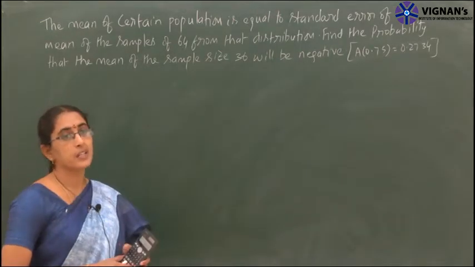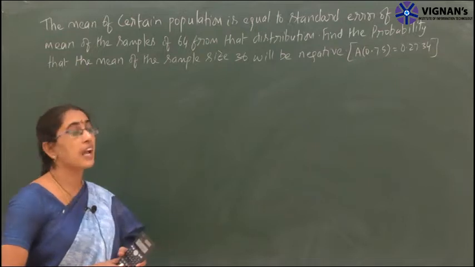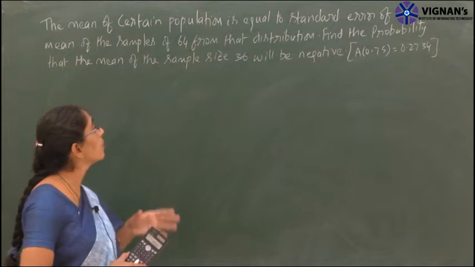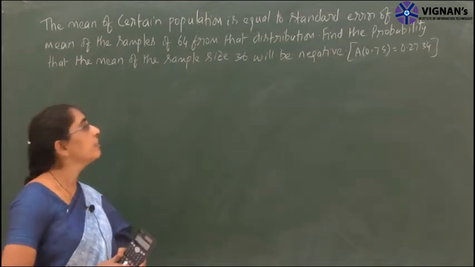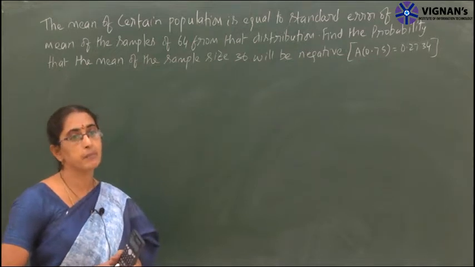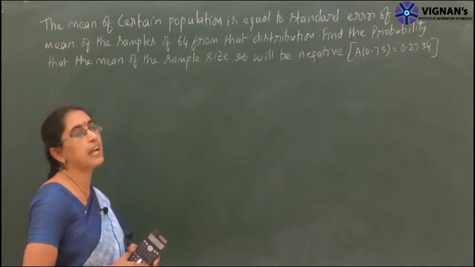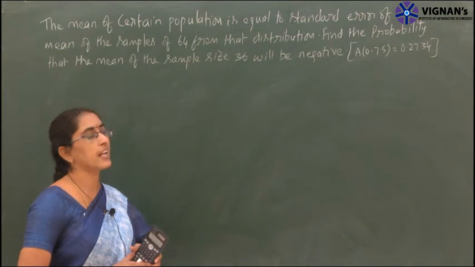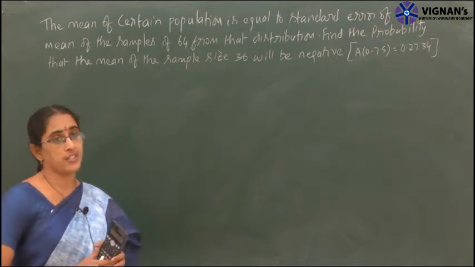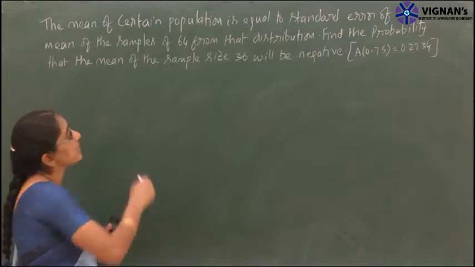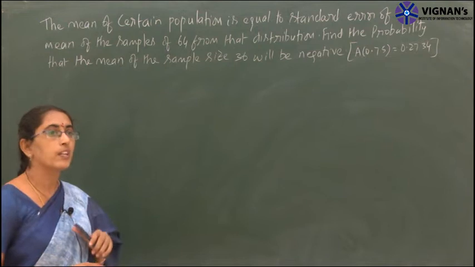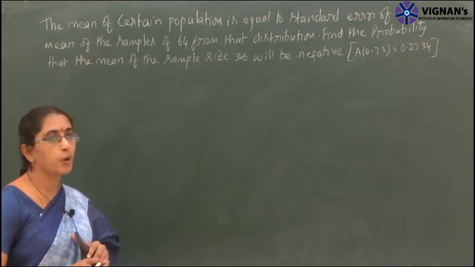The mean of a certain population is equal to the standard error of the mean of the samples of size 64 from that distribution. Find the probability that the mean of the sample of size 36 will be negative, and the table value of 0.75 is given as 0.2734 here. Now this question is quite different. The mean of a certain population is equal to the standard error of the mean. So what is the mean of the normal population here?